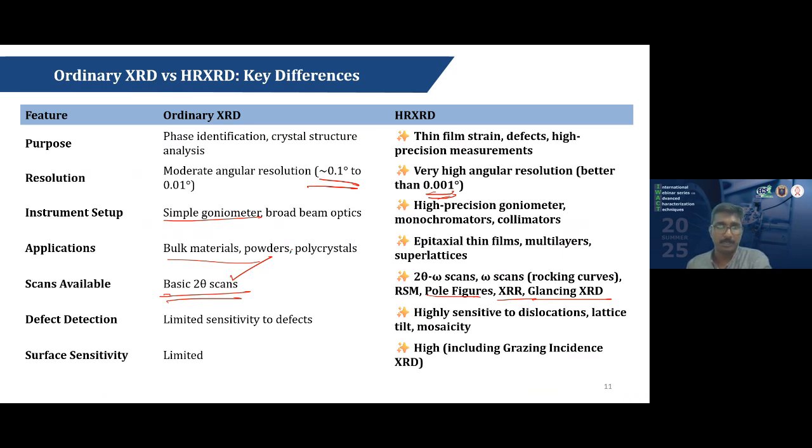High resolution itself means the angular resolution. The angular resolution is very high. In the case of a normal XRD, it is usually around 0.5 degree, or 0.1. In most HRXRD, the angular resolution will be around 0.001 degree. That, as the name suggests, is high resolution XRD.